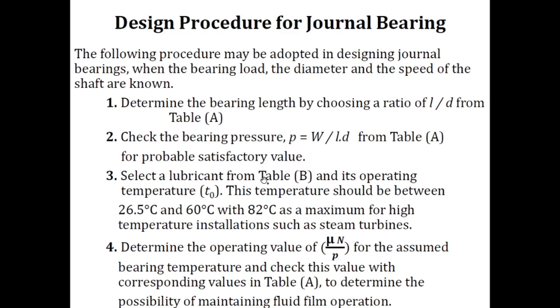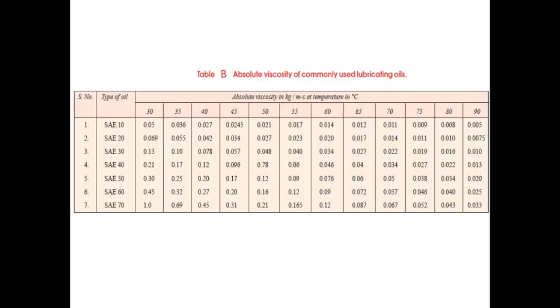Then select the lubricant. Selection of the lubricant is from table B, another table which is given for the selection of the lubricating oils. So absolute viscosity of commonly used lubricating oils are given over here. The types of oil are SAE 10, Society of Automotive Engineers, 20, 30, 40. These are the values 30, 35, 40, and different values of viscosities are given. So these are the temperature range.